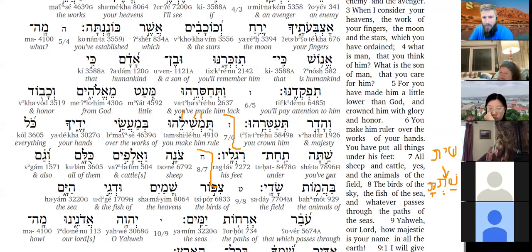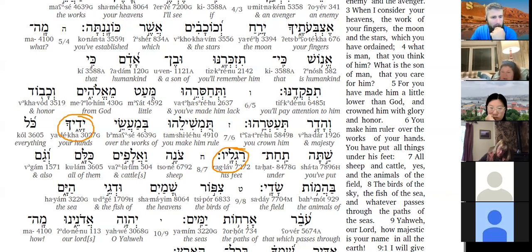So shata means you put. You put tachat raglav, everything you put under his feet. Raglav, his feet. So you've got hands and feet. Hands goes with feet, and also the hands go with fingers from earlier.